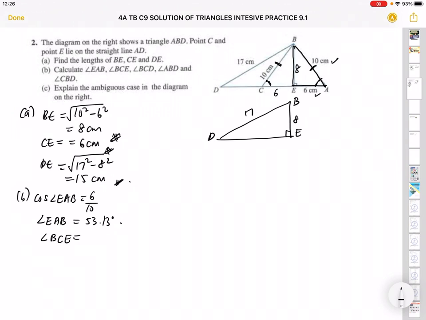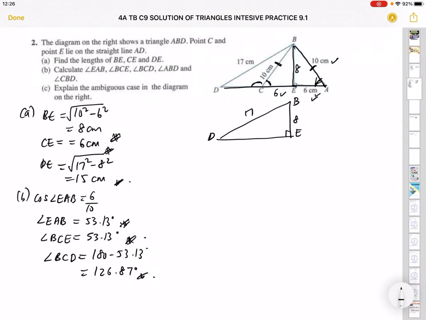Okay, and to find BCE, now you can see since these two are equal length, they're isosceles, these two must be equal angles as well, since this is 6 and 6, right? So BCE is also 53.13. Okay, next, if you're finding angle BCD, it is over here, right? Since this is a straight line, we'll just take 180 minus 53.13, which gives 126.87. Okay, simple.